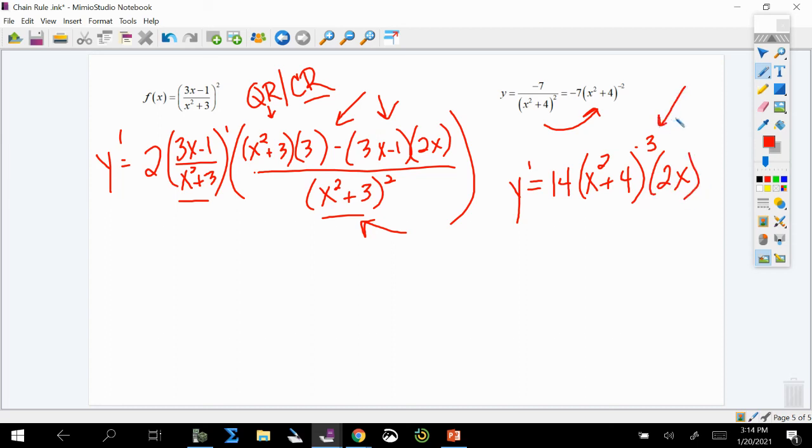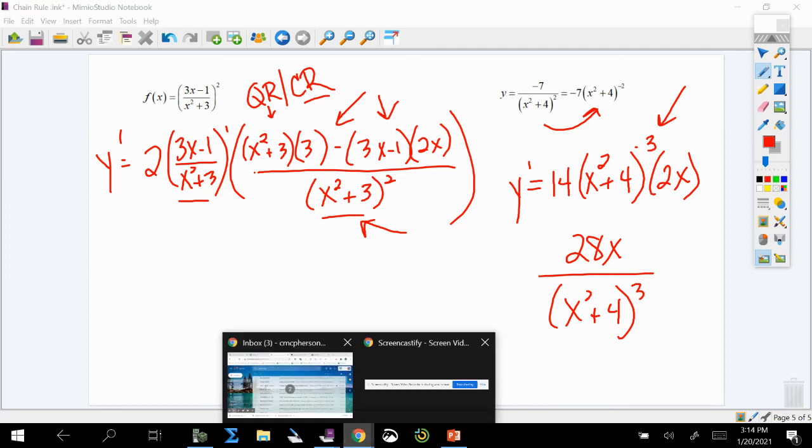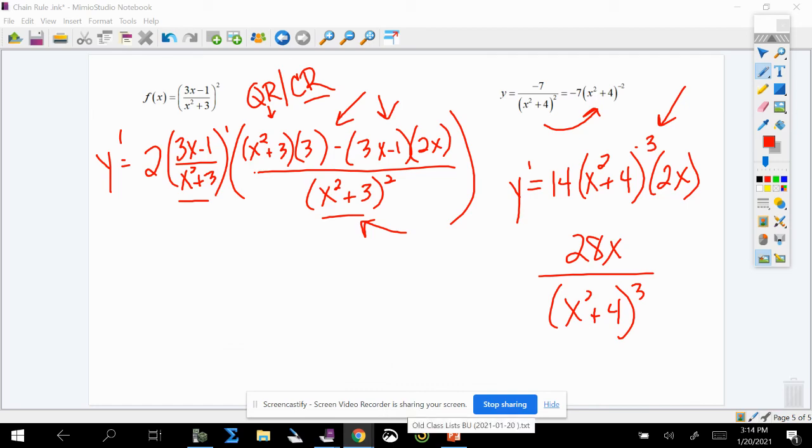And all I ask is that you don't leave negative exponents. So your final answer is going to be 28x, and then you're going to move the x squared plus 4 to the bottom, being cubed. And that's an example of one where quotient rule is not necessary because rewriting makes it easier. So those are your combination problems, and they will help you when you're looking at multiple rules.